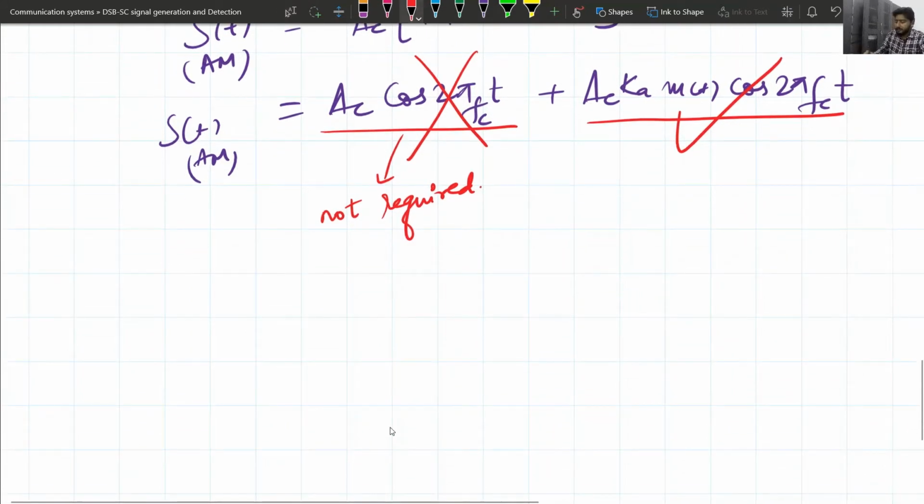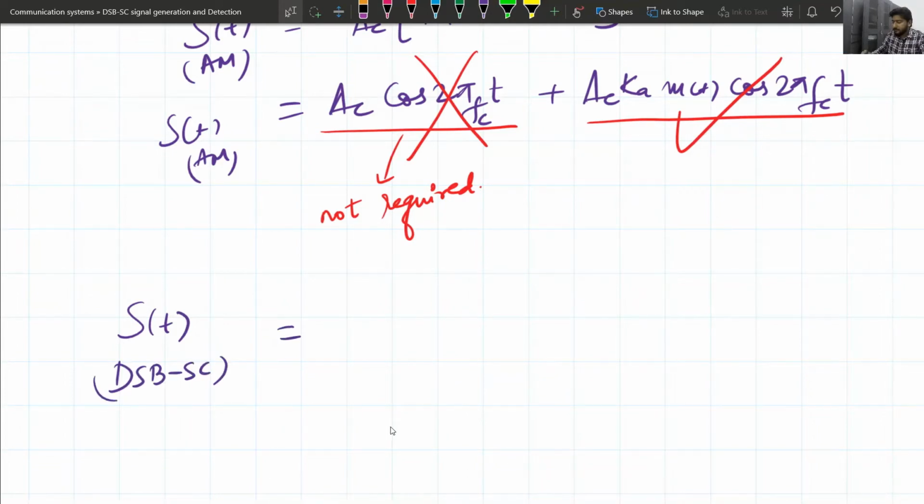Then we can define the DSB-SC modulated wave as simply Ac times the message signal. That means the message signal is simply multiplied with the carrier wave.